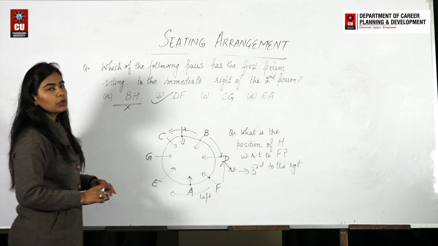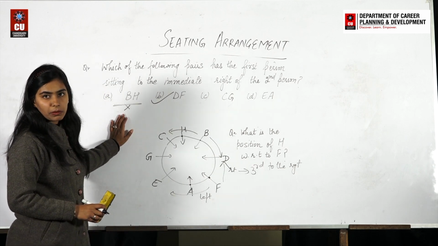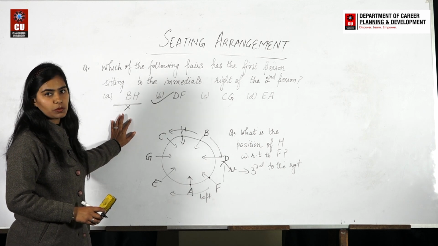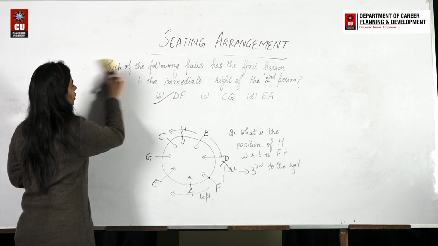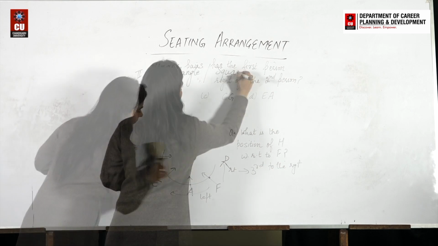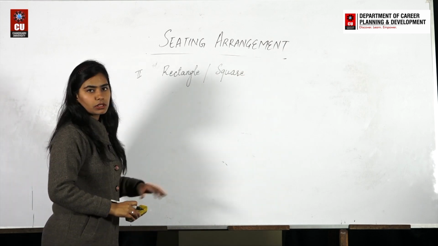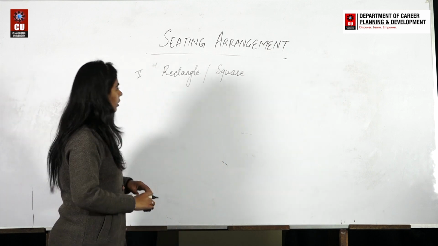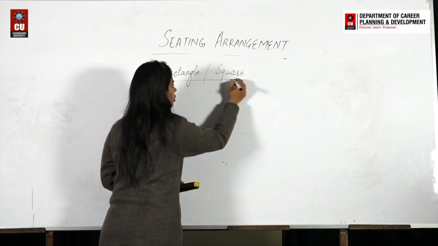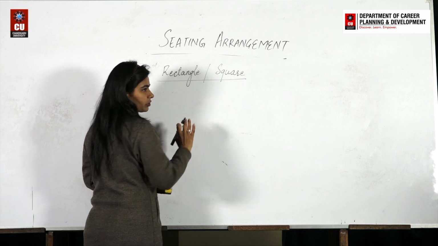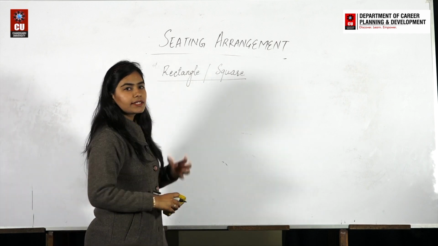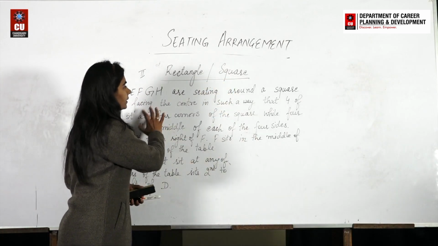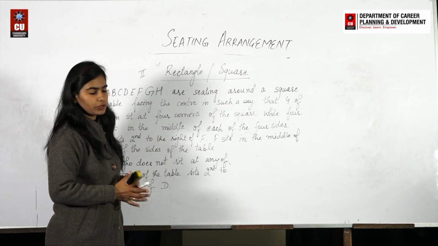Now we are going to discuss the second arrangement of this sitting arrangement, that is the rectangular arrangement or the square arrangement. Rules for all the arrangements are the same, but we will discuss a question of square arrangement so that you are easily familiar with that type of questions too. There is a rectangle or square arrangement question.